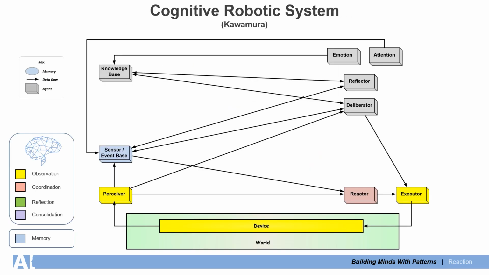The cognitive robotic system is both reactive and deliberative. The reactor component responds directly to observables. Higher level components engage emotion and attention to make decisions.